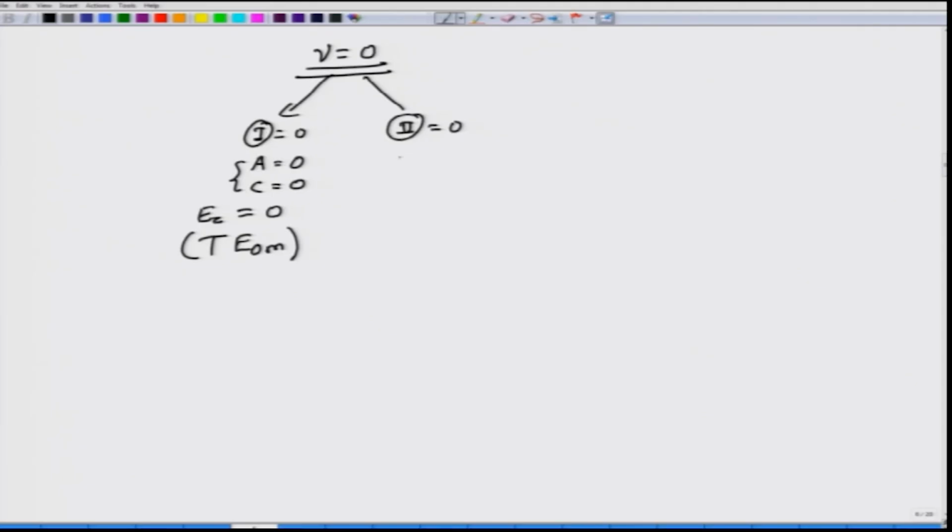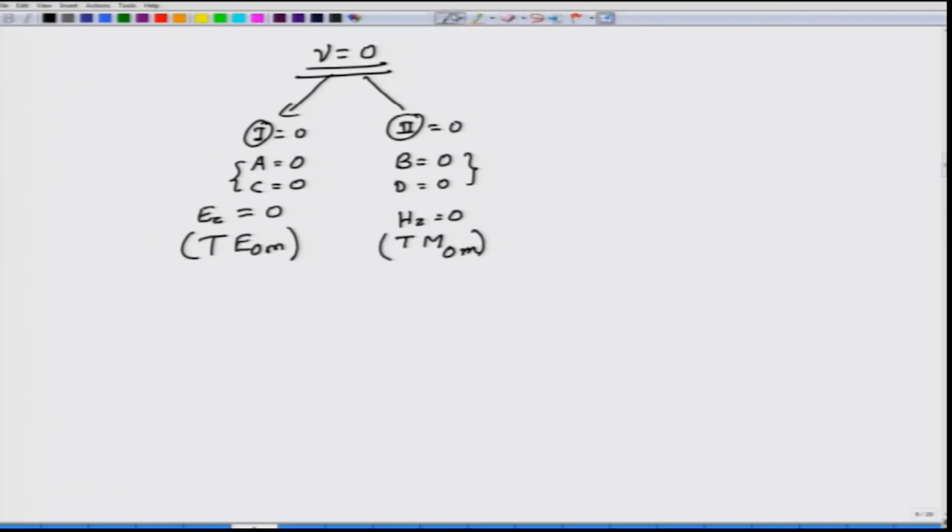Similarly, when term 2 equal to 0, this leads to the condition that B equals 0, which also means D is equal to 0, which further implies Hz equal to 0, and what you get are the transverse magnetic order 0 small m modes. So, what you get are the TE and TM modes.